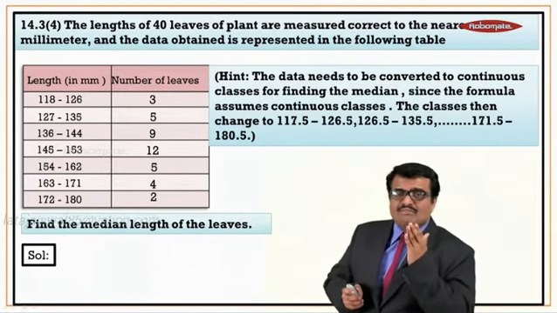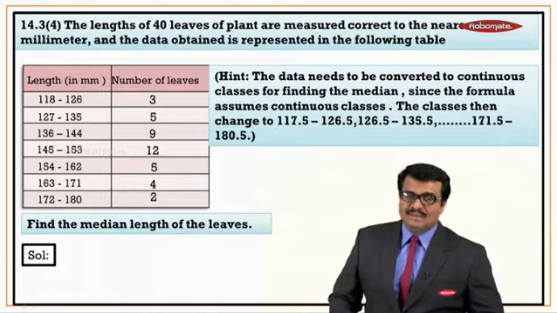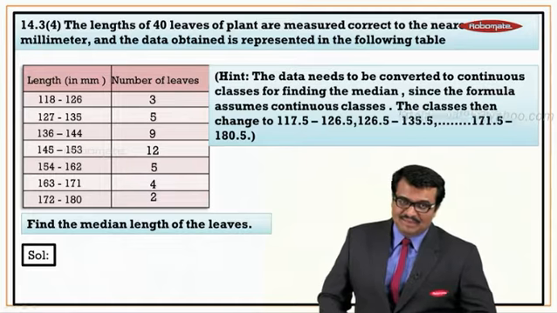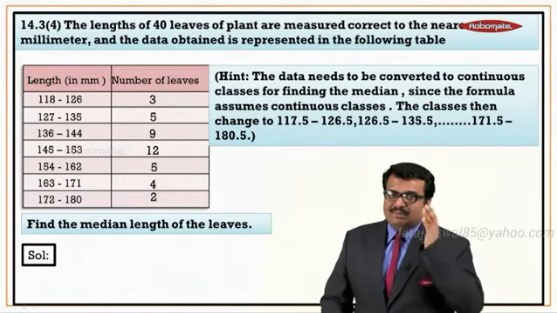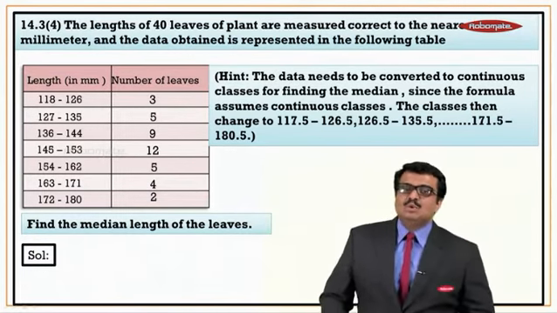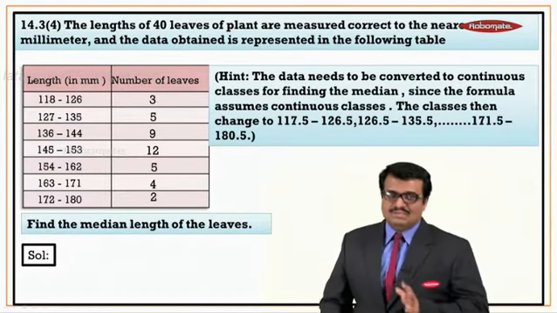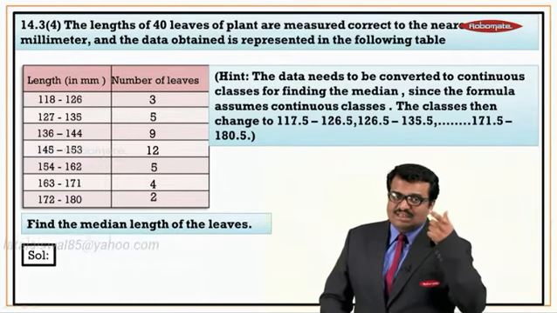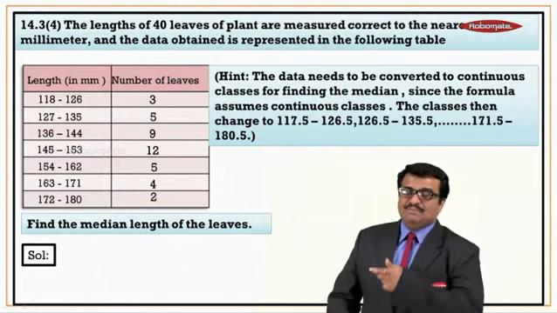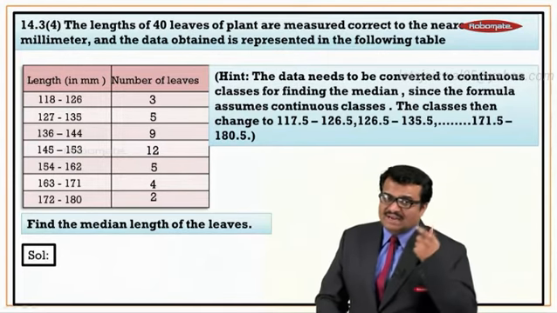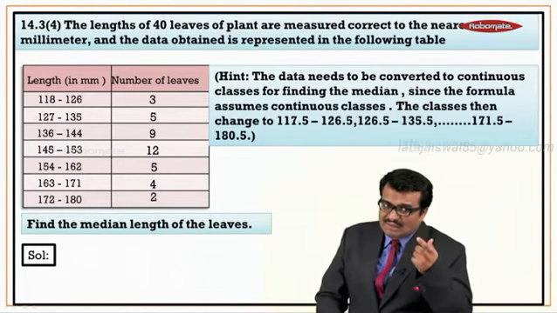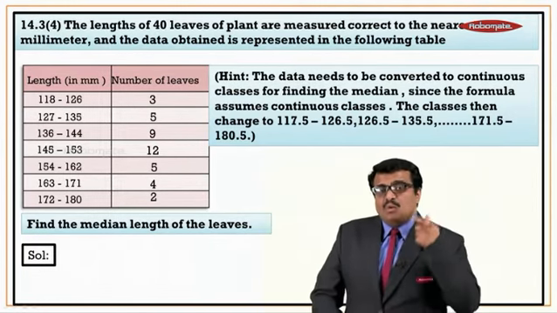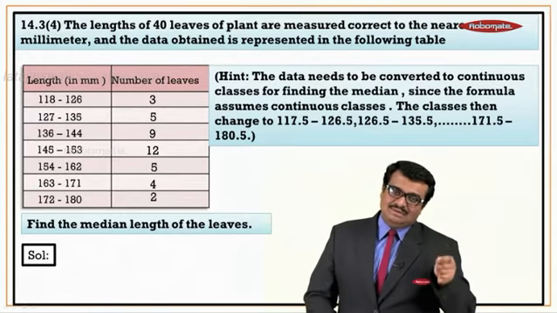The lower limit of the first class is 118. If you subtract 0.5, 118 minus 0.5 becomes 117.5. And if you add 0.5 to the upper limit, 126 plus 0.5 gives you 126.5. Then no need to subtract further, because wherever the first ends, the second will start from there. The first ends at 126.5, the second starts from 126.5, so 126.5 to 135.5. The second ends at 135.5, the third will start from 135.5. Just go on adding 0.5 to the upper limits thereafter.